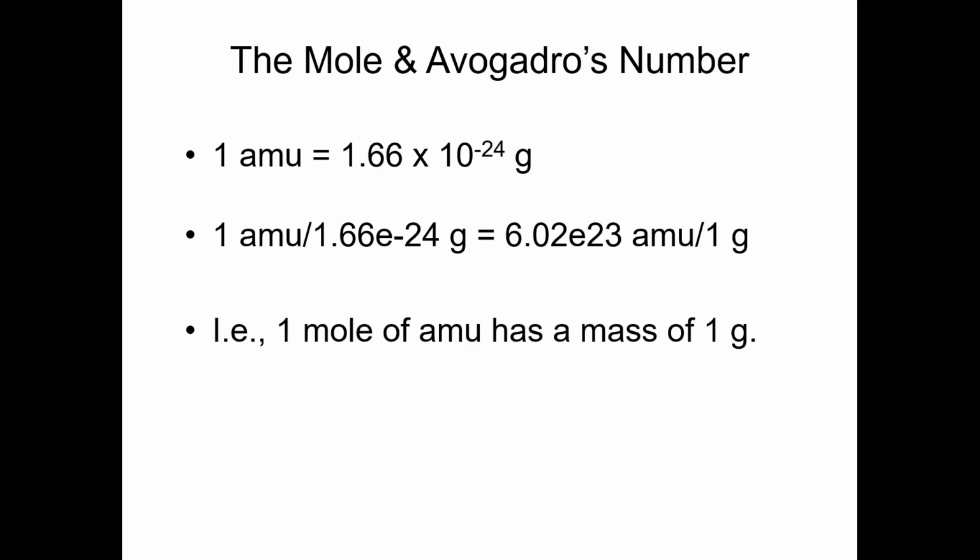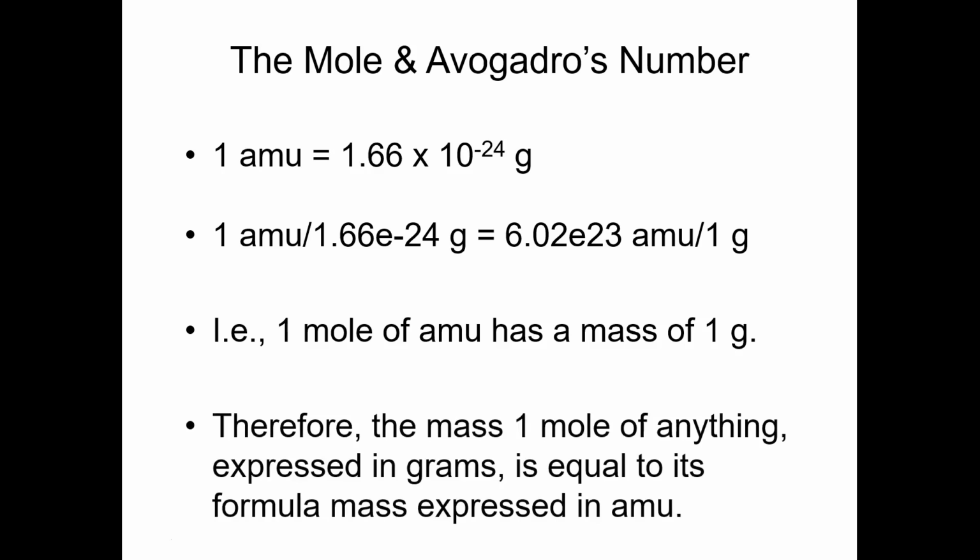So just to reiterate what this means, a mole of atomic mass units: if you've got Avogadro's number of atomic mass units, you have a gram. And so that's the key fundamental relationship. Therefore, what we're able to say is that the mass of 1 mole of anything is expressed in grams. And when we're saying anything, we're not talking about shoes or cars or things like that. We're talking about atoms or molecules. The mass of 1 mole of anything expressed in grams is equal to its formula mass expressed in atomic mass units.